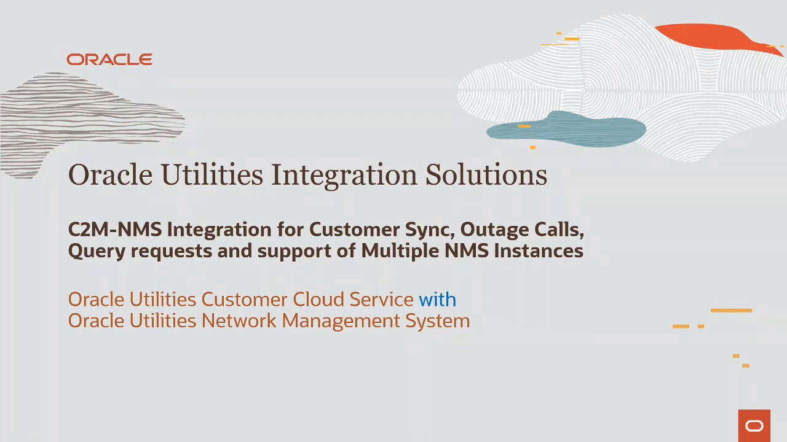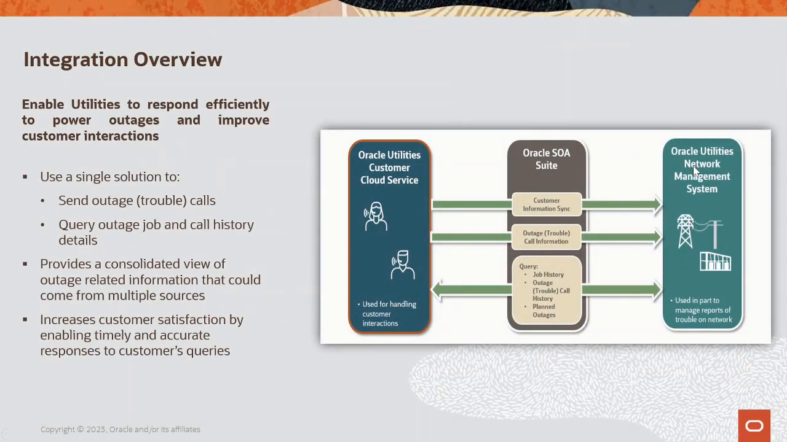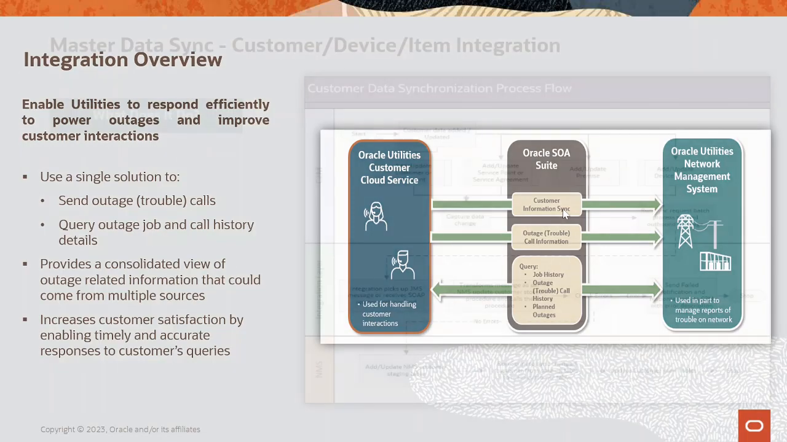This presentation runs on Customer Cloud Service, the cloud version of Customer to Meter. This integration covers the following: customer synchronization, submitting real-time trouble calls to multiple instances of Oracle Utilities Network Management System, and a consolidated view where we can query the outage information such as job history, outage trouble calls, and outages from multiple instances of NMS. Let's begin with customer data synchronization.